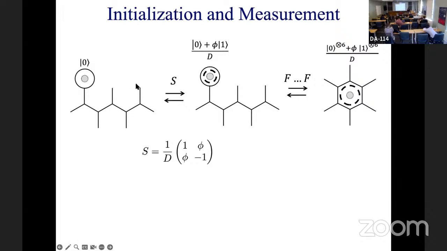What I described in this direction is the initialization, but if I'm given a plaquette and I want to understand its charge content, I can reverse this process, go back to the tadpole, and then measure that single qubit, which will tell me what the charge content of the original plaquette was. So this is a very useful trick.